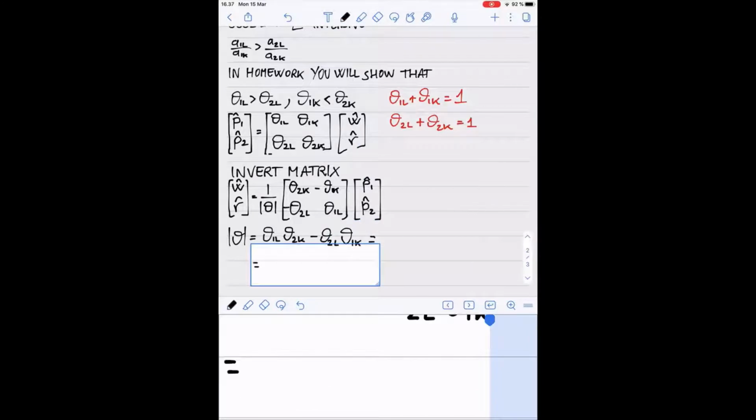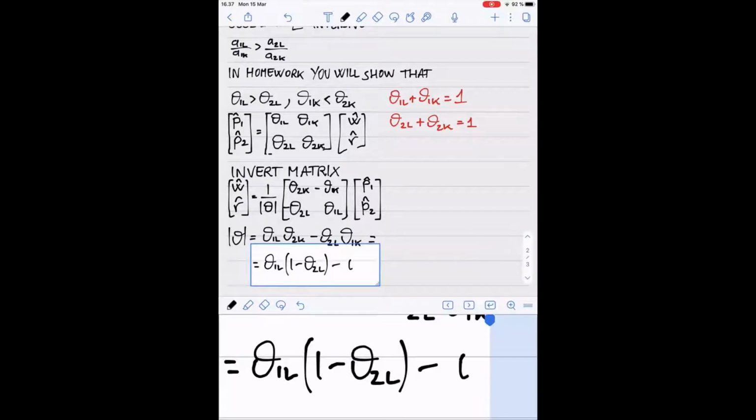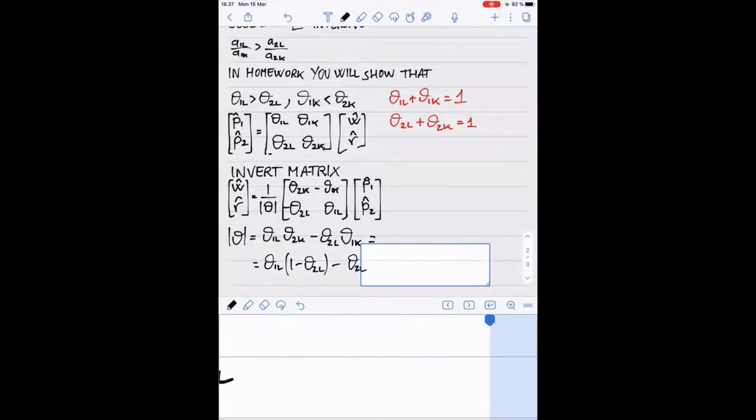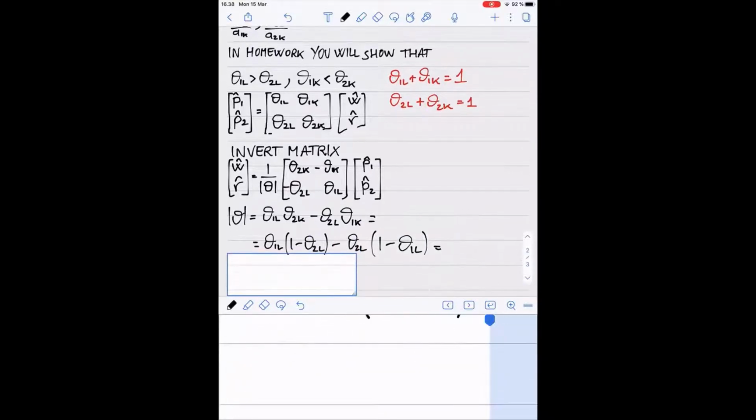All right, so what we have is theta 1L, which multiplies 1 minus theta 2L, minus, let's keep the theta 2L, and write it as 1 minus theta 1L. Okay, so what do we obtain here? Well, there are some terms that cancel out, but let's write it out because I'm enjoying this first time on the iPad.